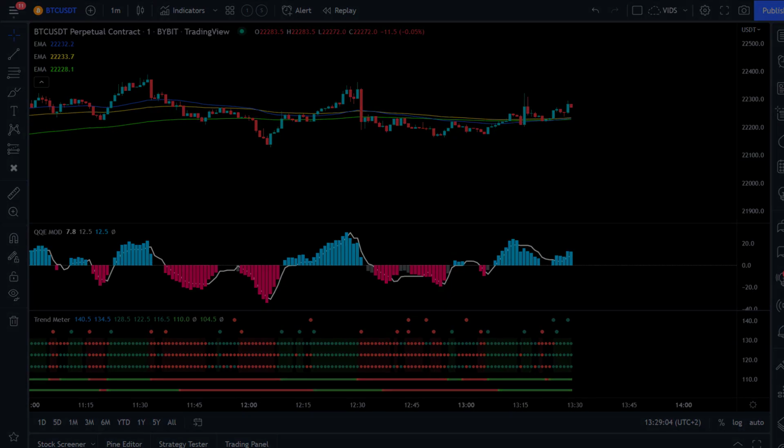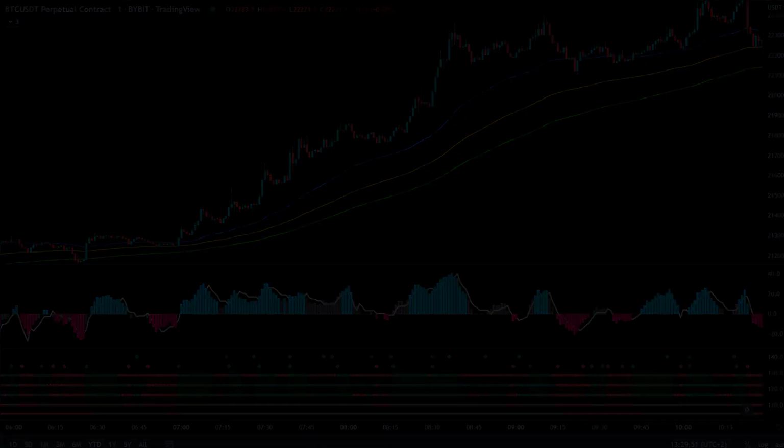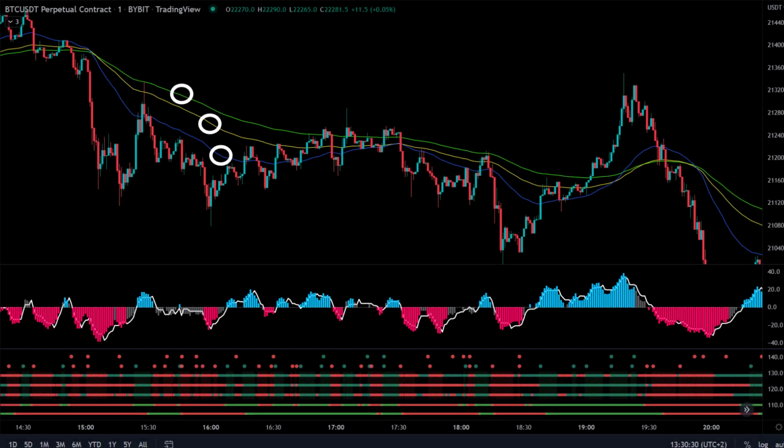We can leave the QQE mod indicator and the trend meter indicator as they are and do not need to modify them. Okay, the very first rule for this strategy is that we want to see all 3 EMAs move above or below each other. So, for a rising market where we only want to open buy positions, we want to see the EMA indicators all as shown here on the screen, all above each other. For a falling market, we want to see them all below each other, as you see here.